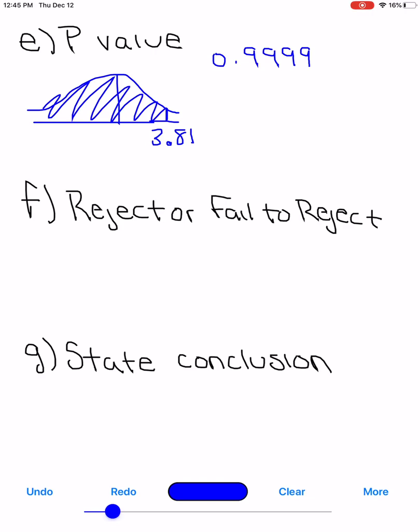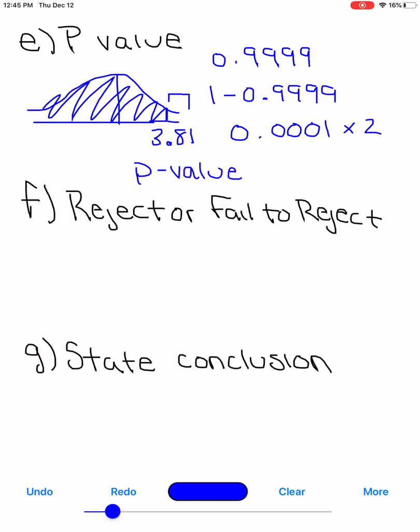But what we want to actually find is the area to the right. So what we will do is 1 minus our p-value. So 1 minus 0.9999, and that is equal to 0.0001. But since this is a two-tailed test, we will multiply that by 2 to get our final p-value. So the p-value is equal to 0.0002.